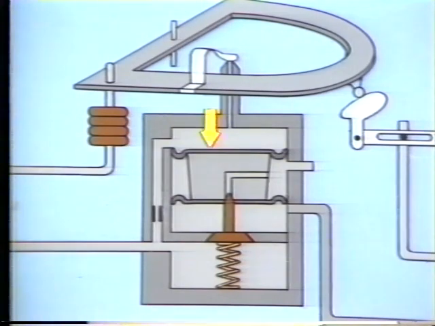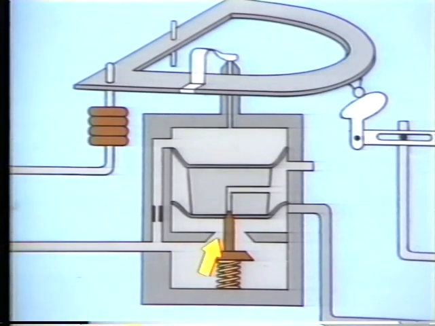sufficient back pressure against the upper diaphragm to push down on this metal part, which in turn pushes down on the plug. As the plug is pushed down, it opens this restriction, allowing air to flow through the restriction and out to the actuator. This causes the actuator to move.